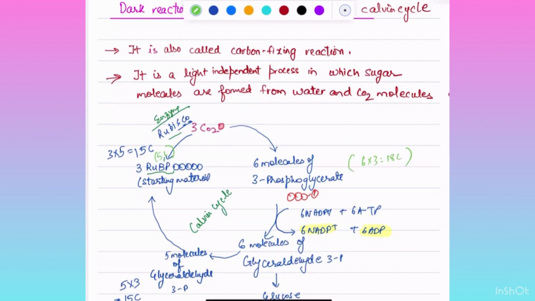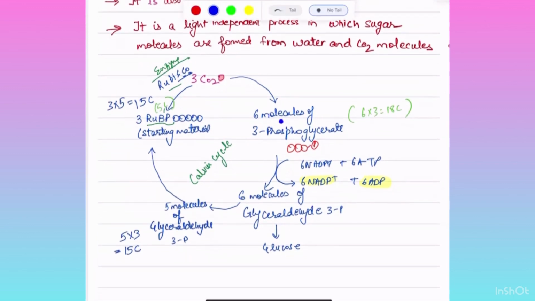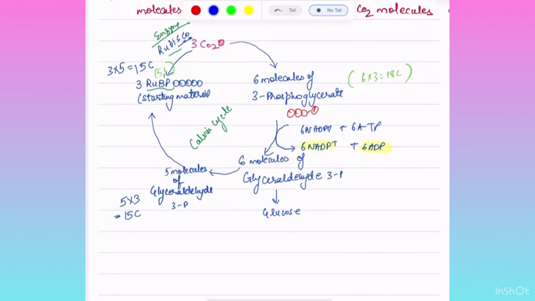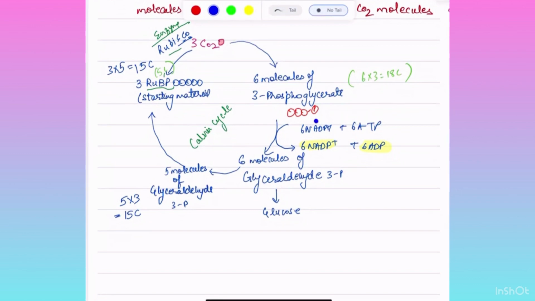6 molecules of 3-phosphoglycerate, with the help of NADPH and ATP from the light reactions, are oxidized and 6 molecules of glyceraldehyde 3-phosphate are formed. One molecule of glyceraldehyde 3-phosphate can form one glucose, whereas the remaining 5 molecules go back in the cycle and help in regeneration of the starting material, that is ribulose bisphosphate. It's called ribulose bisphosphate, RuBP.